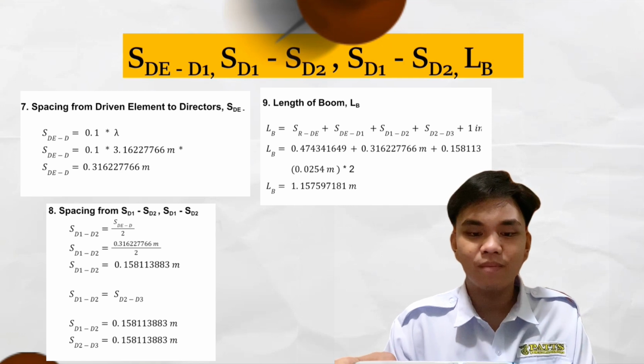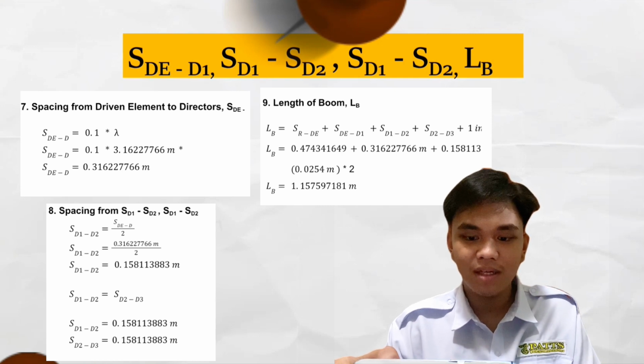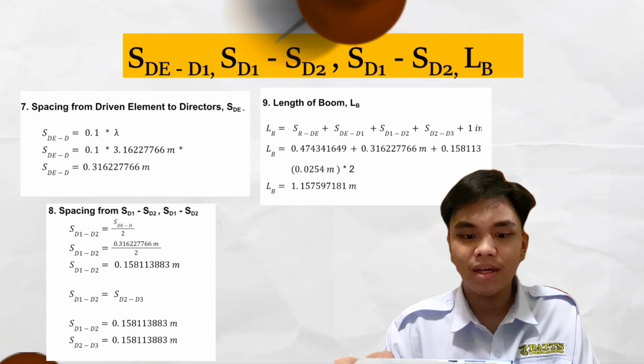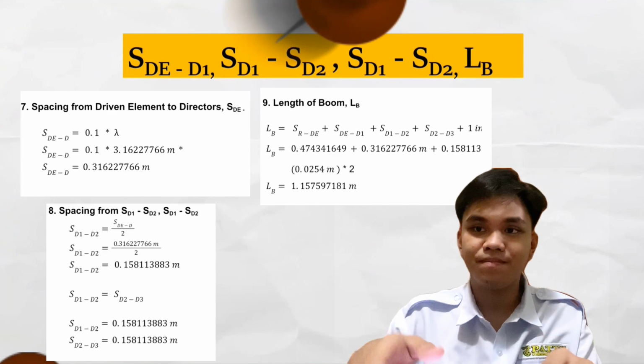So number 9, the length of boom. We need the value of spacing from reflector to driven element plus the spacing from driven element to directors plus SD1 to SD2 plus SD2 to SD3 plus 1 inch. Add all, then multiply by 0.0254 meters times 2. So the length of boom will be 1.157597181 meters.